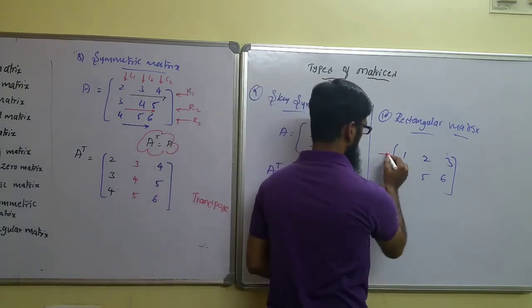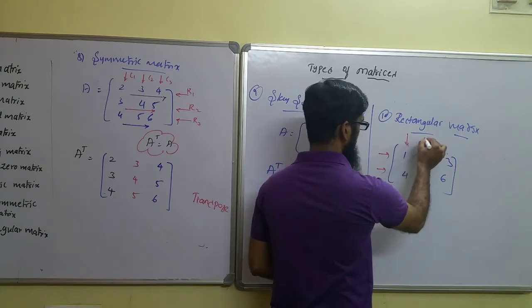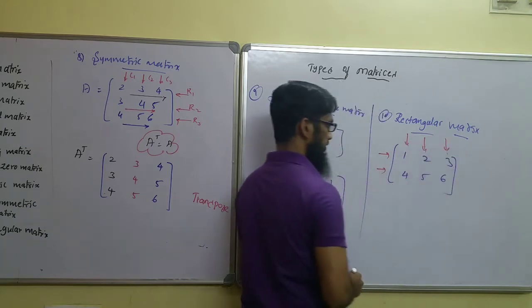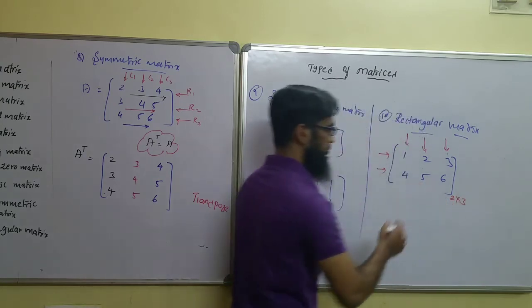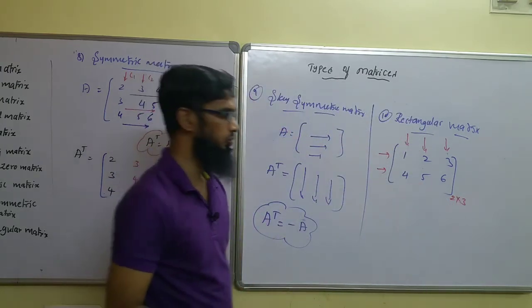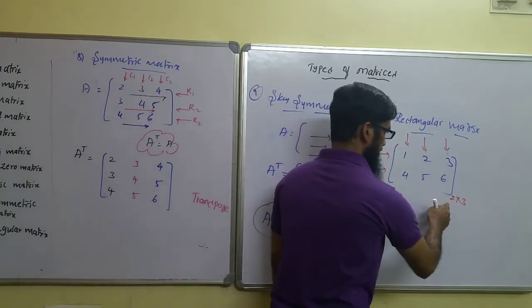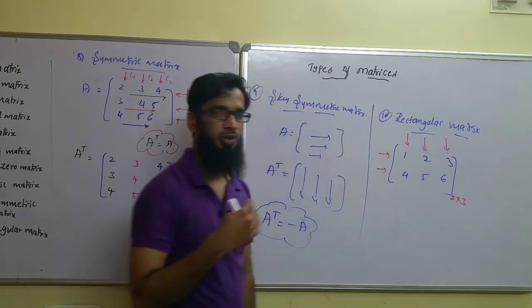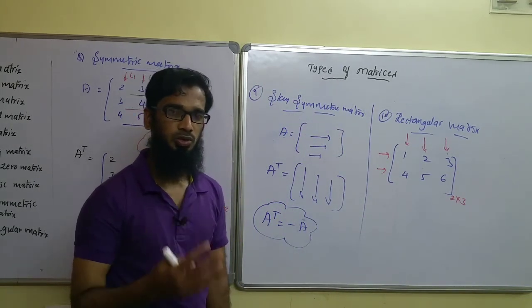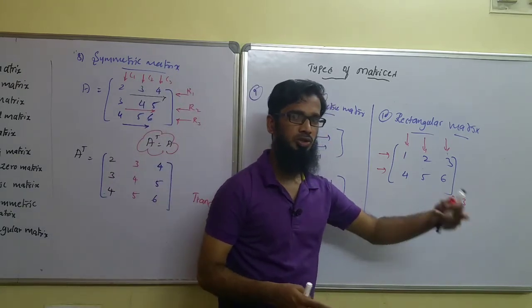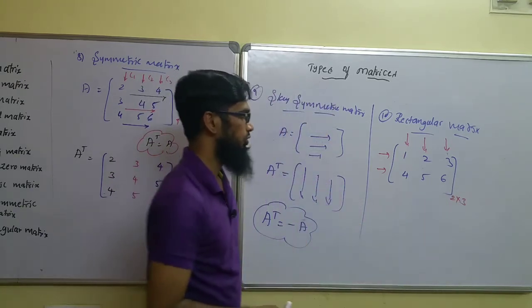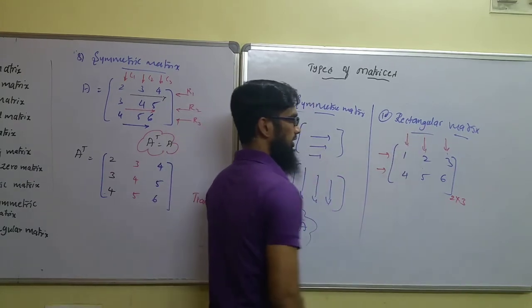So there are row 1, this is row 2, and there are 3 columns. So when you are writing the order here, it's 2 cross 3, that is 2 rows and 3 columns. So what does this mean? Here the rows are different compared to the columns, they are not the same. It is not a 2 cross 2 or a 3 cross 3. It is a 2 cross 3, the rows and columns are different. So this is called a rectangular matrix.